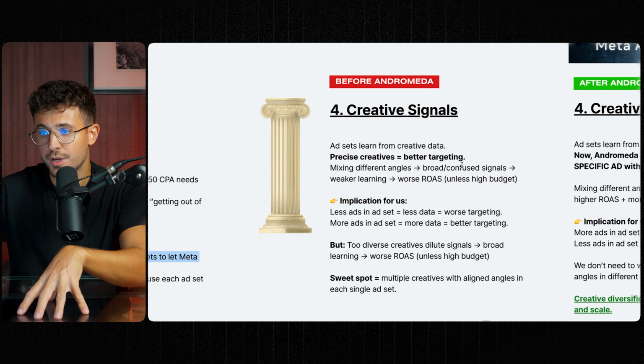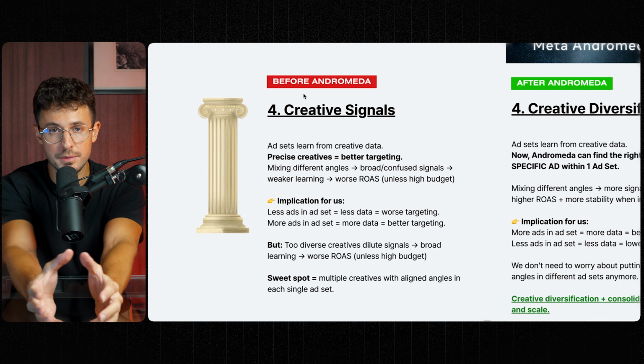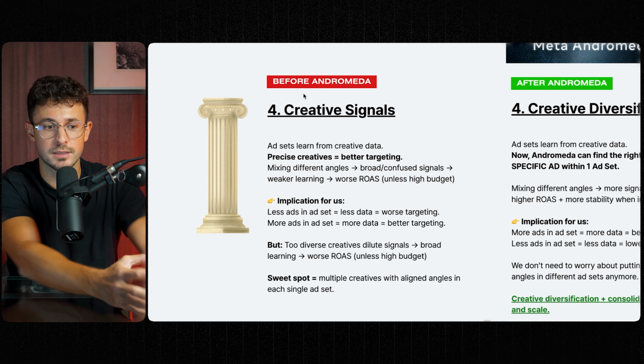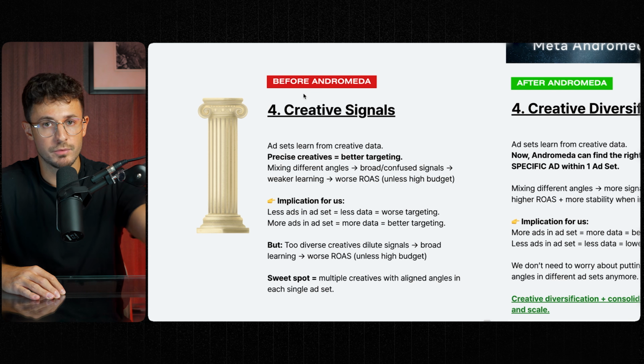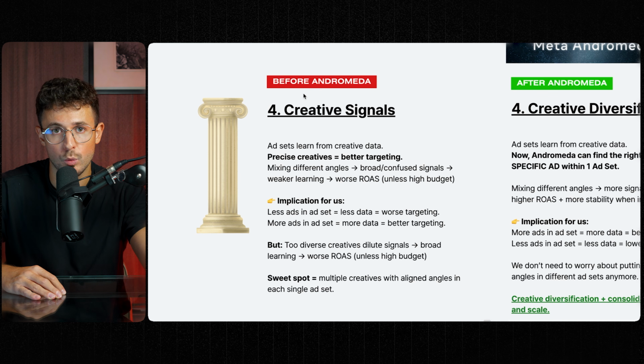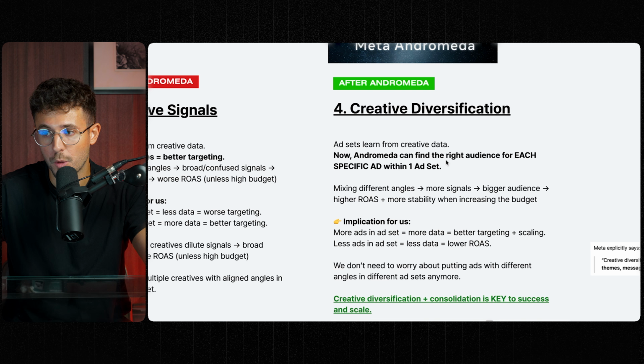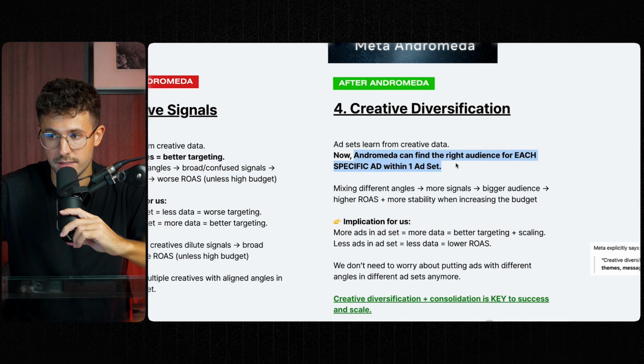Okay. Now, creative signals. Before Andromeda, you had to put the same creatives, same angle inside the same ad set. So each single ad set would improve the targeting towards that audience, towards that angle. Now, it's not going to work like this anymore with Meta Andromeda. What is working right now is basically the opposite. Ad sets learn from creative data. Now Andromeda can find the right audience for each specific ad within one ad set.